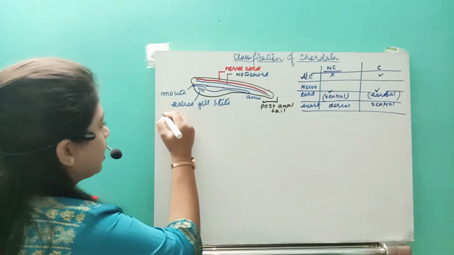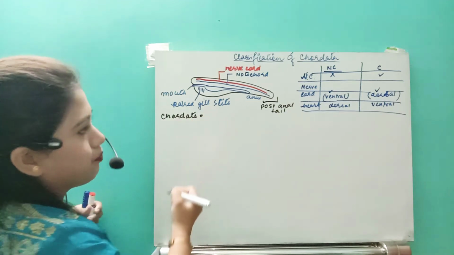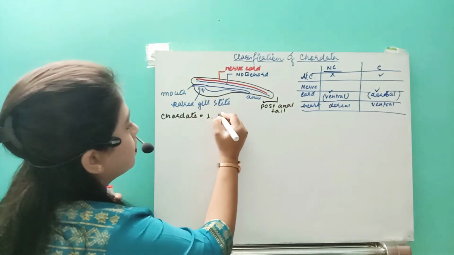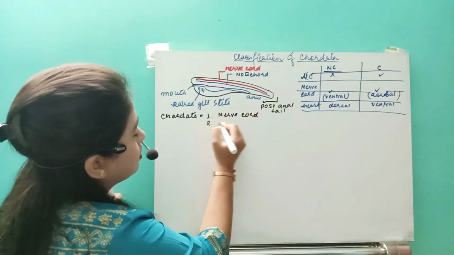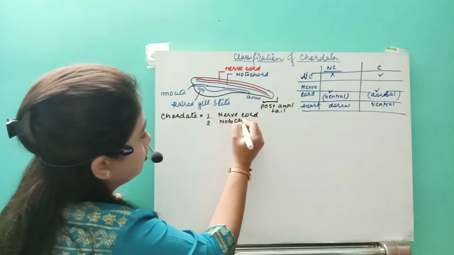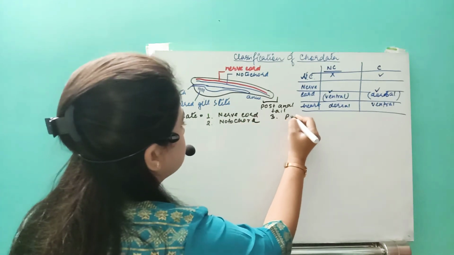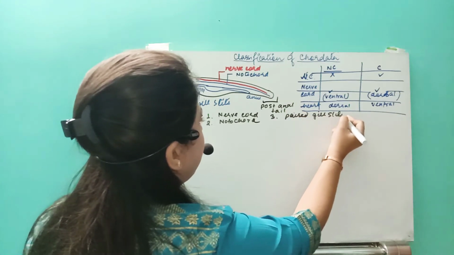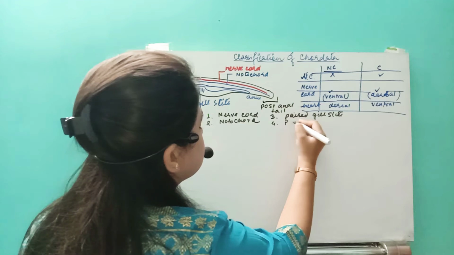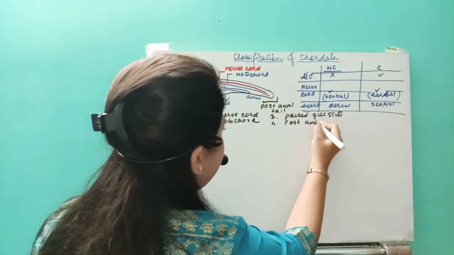In the case of a chordate, 4 typical characteristics will be there. What are they? First of all, presence of nerve cord. Second characteristic, presence of notochord, right? Third characteristic is presence of paired gill slits, right? And the fourth characteristic that should also be present in a chordate is the post-anal tail, right?